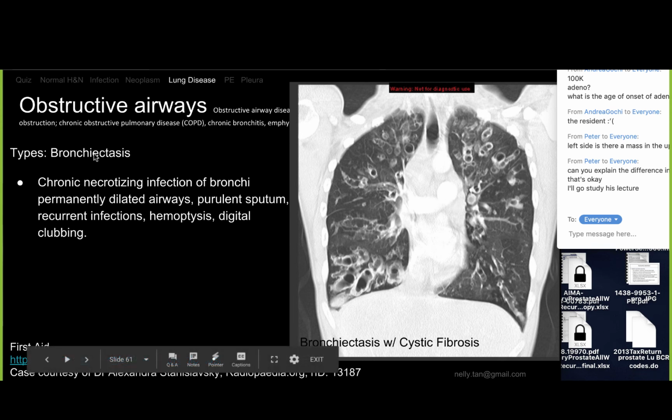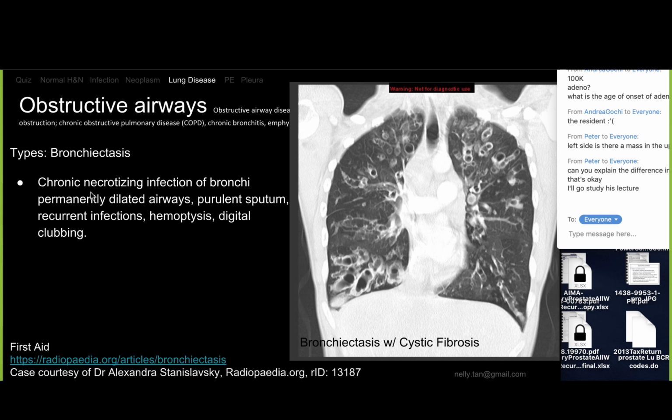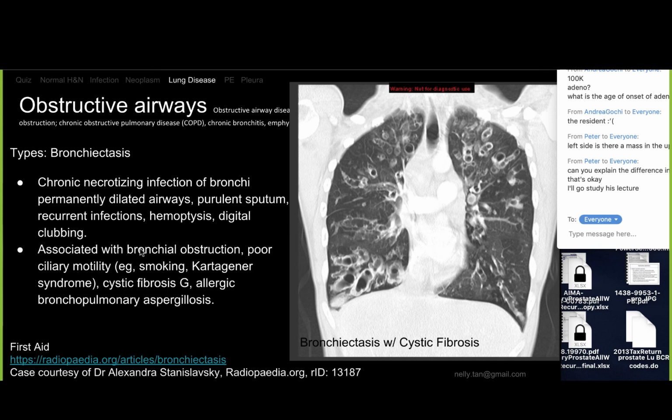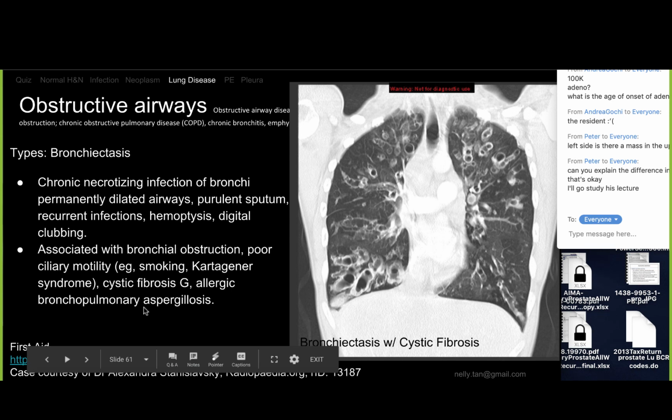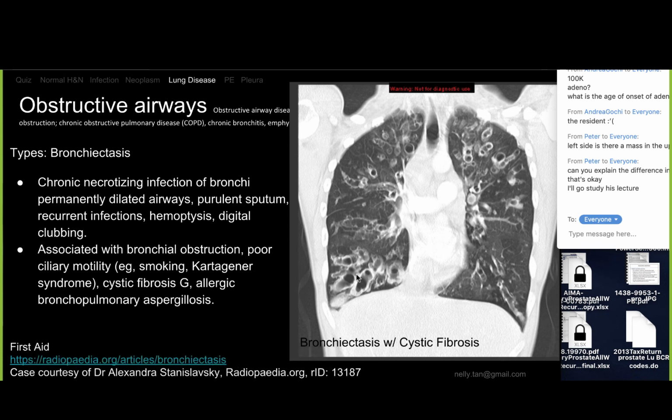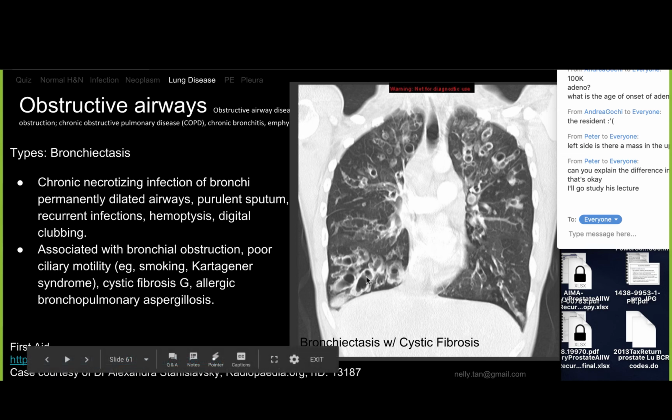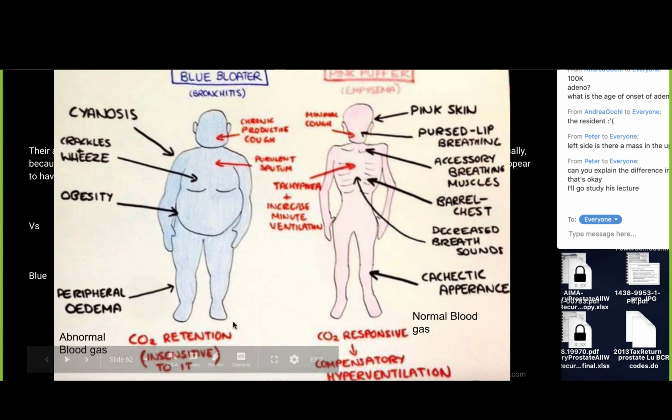Bronchiectasis is caused by necrotizing infection of the bronchi that causes permanent damage, and then they get purulent sputum, recurrent infections, hemoptysis associated with obstruction, poor ciliary motility. So smokers get poor ciliary motility. Kartagener's, where you have a genetic defect. Patients with cystic fibrosis are also at risk for ABPA, allergic bronchopulmonary aspergillosis. So then you get fungal balls, aspergillomas, within these ectatic bronchioles.